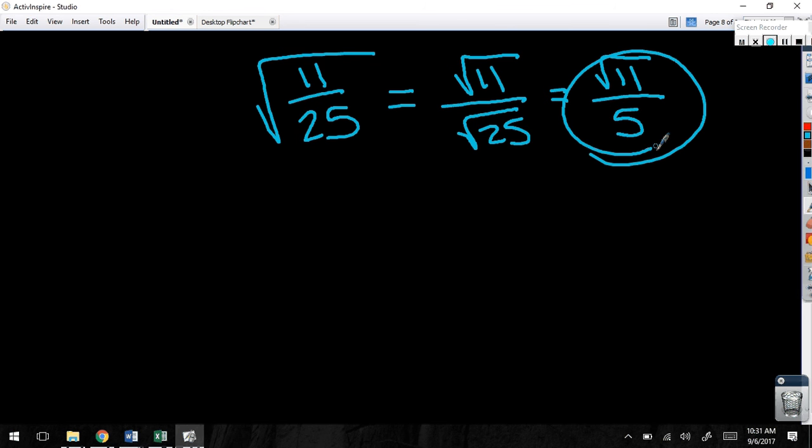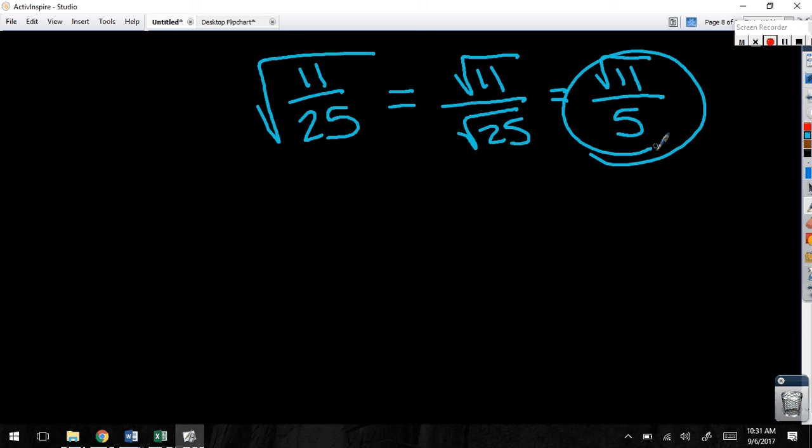Square root of 11 over 5. There's no radical in the bottom, so I'm good. If that square root of 11 was in the bottom, I'd have a problem. Okay, one more try. Let's do one more.